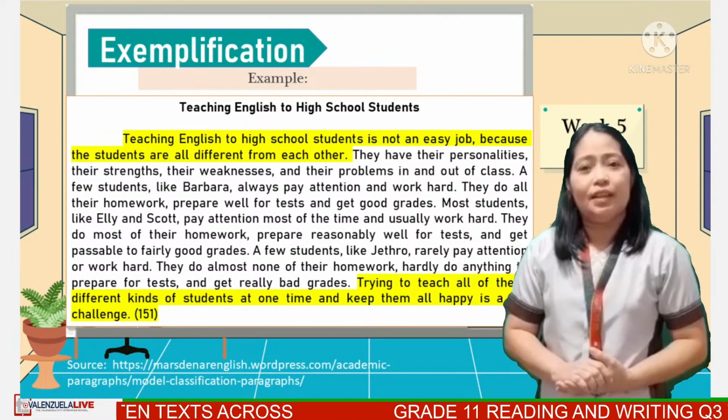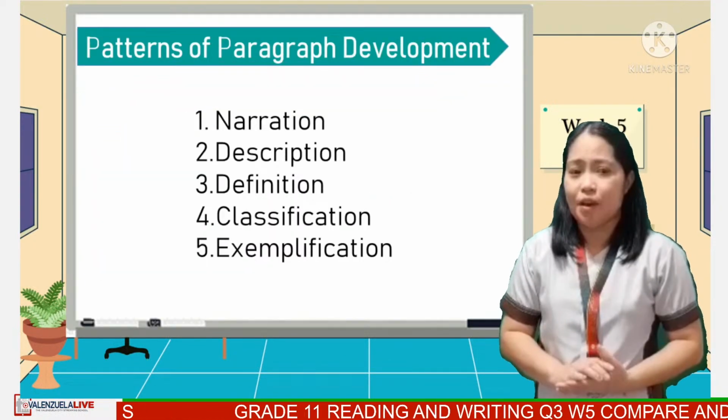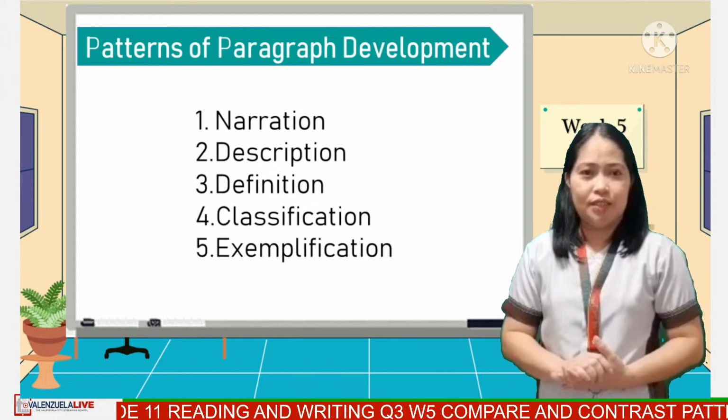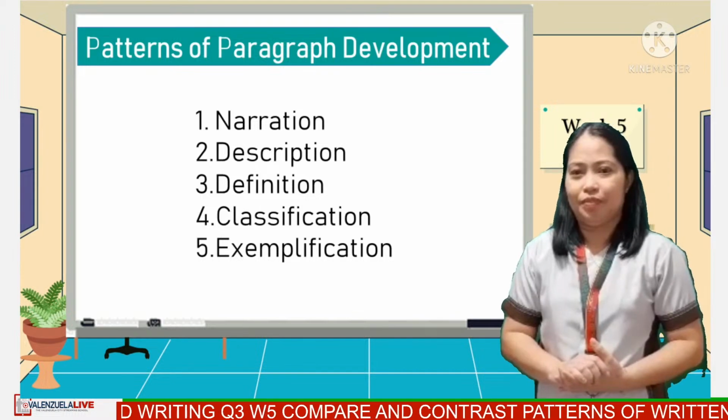Once again, the 5 patterns of paragraph development are narration, description, definition, classification, and exemplification.